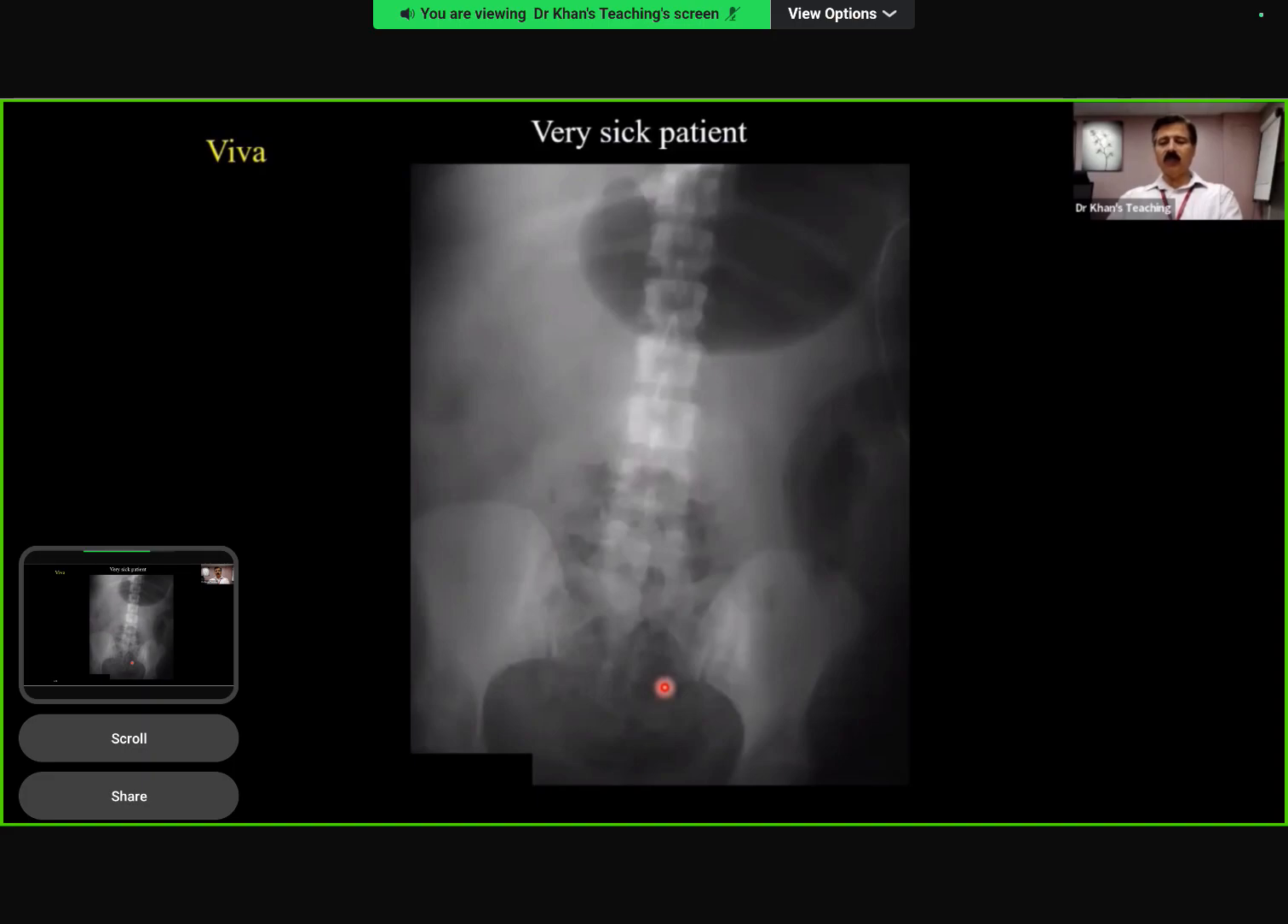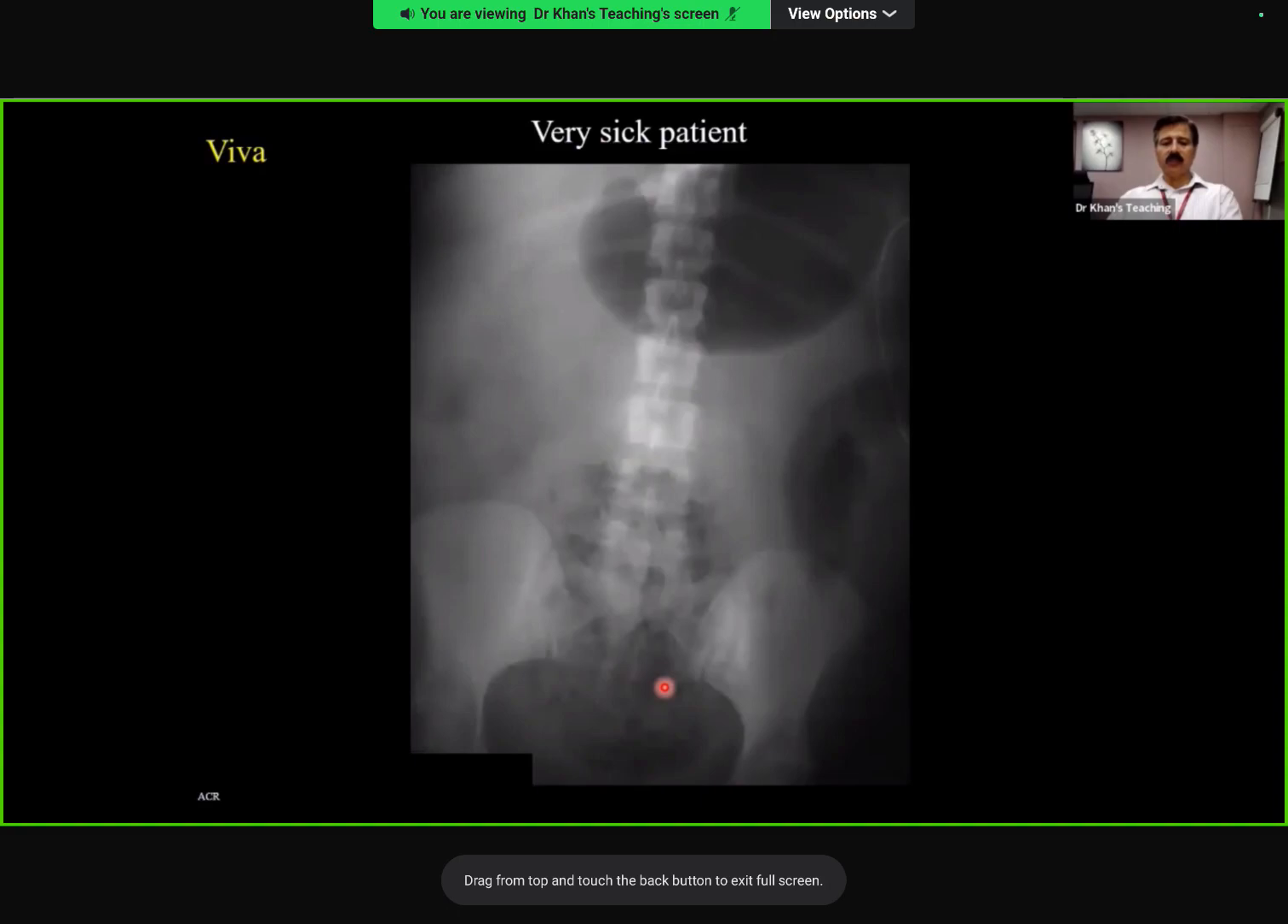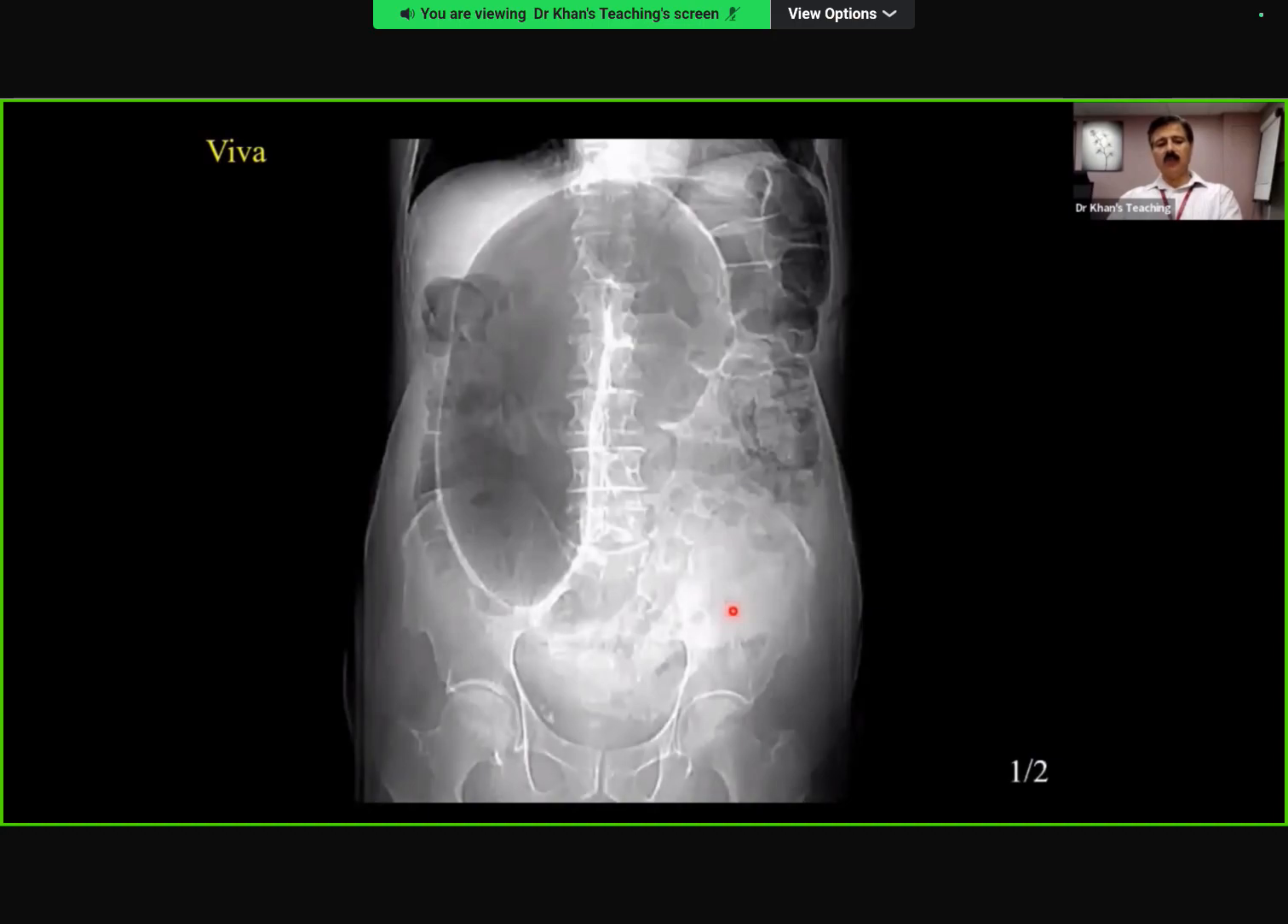What is happening? This patient, of course, is status postpartum. So the uterus is still large, and with that, there is gas here. So she's very sick. Thank you.